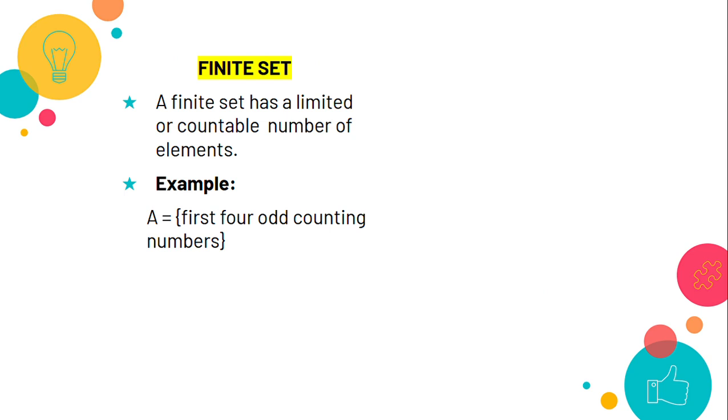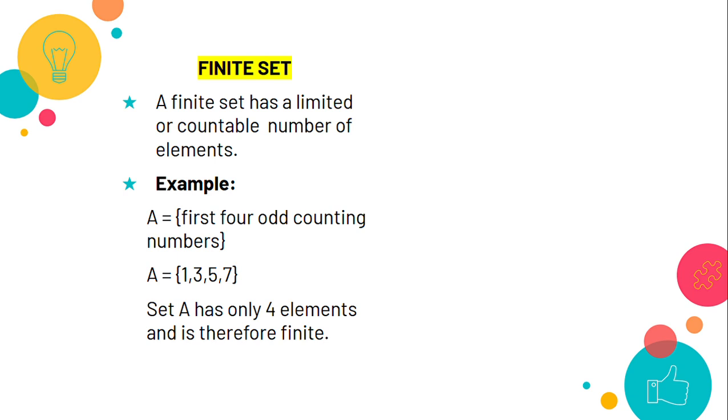An example of a finite set could be the first four odd counting numbers. So this set will contain the elements 1, 3, 5, and 7. Since there's a finite number of elements, or a countable number of elements, set A is said to be finite. Now the opposite of a finite set is of course the infinite set.